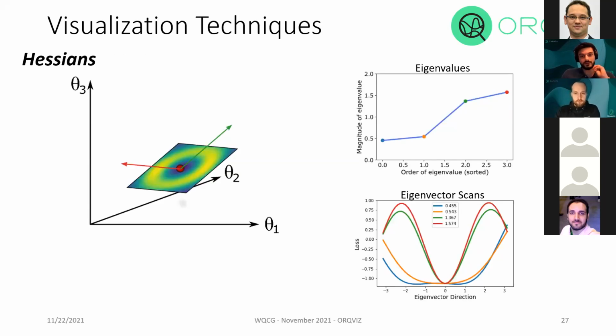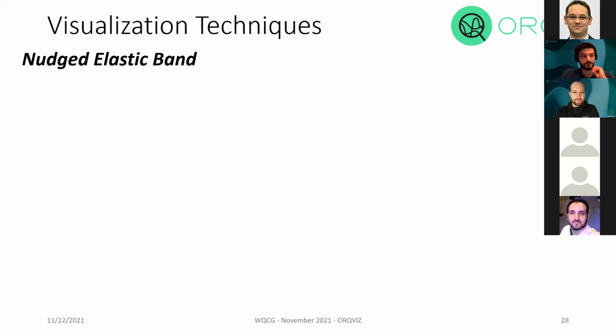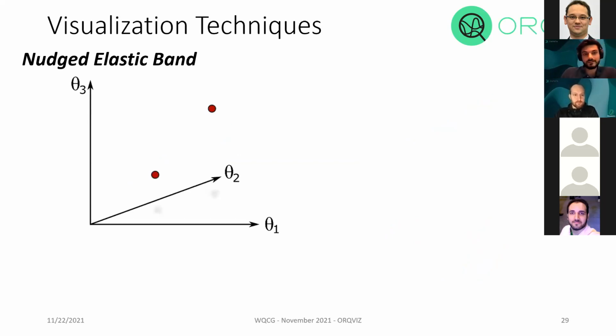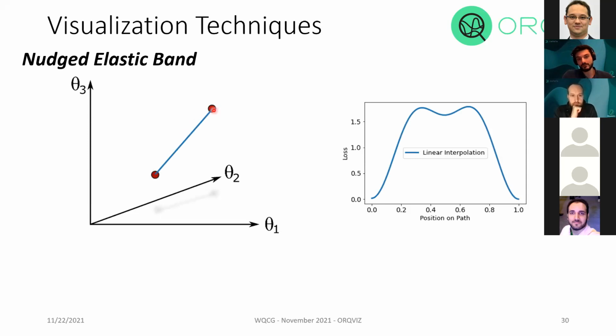And just to get to a super exciting algorithm, and then hand it off to Michał to show you examples of ORQVIZ, it's the nudged elastic band. The nudged elastic band is an algorithm which makes me really excited because it's so pleasing. So let's say you have 2 points in parameter space and they both are minima. You could now interpolate between them. This is what I meant at the beginning: choose your scan direction by interpolation. So you have here on the y-axis the loss as you move from one point to the other point.